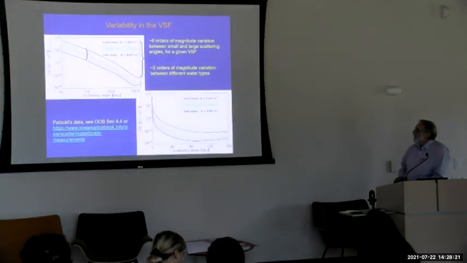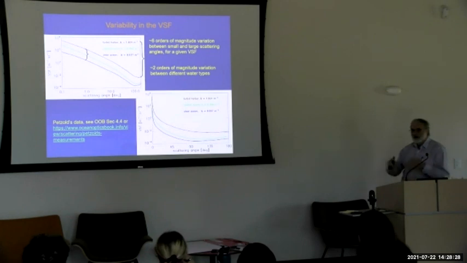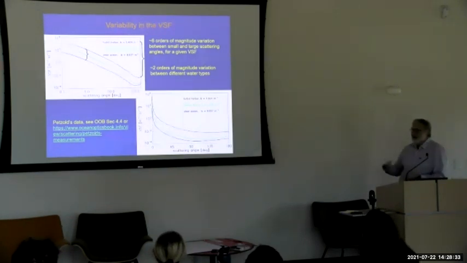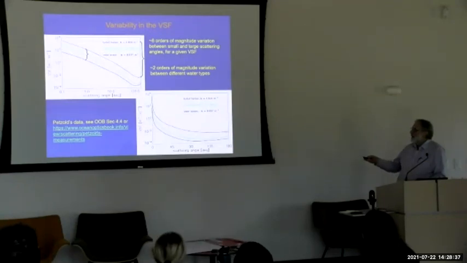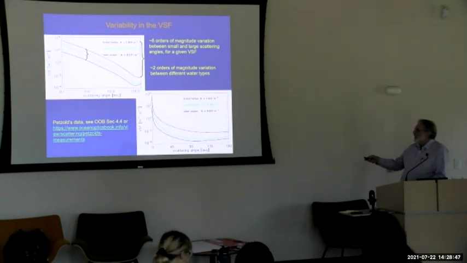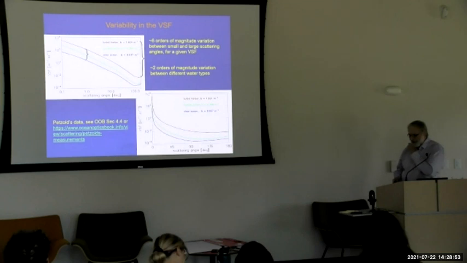So here's some data now. This fellow, Ted Petzold, way back in the 70s and 80s, developed some instruments for measuring the volume scattering function. He actually had 2 instruments, one that worked down at a fraction of a degree, and the one that worked from 5, or maybe it was 10, to 170 degrees. And then he took the data from the 2 instruments and pieced them together to get a pretty complete volume scattering function. And then he went around and did this in various water bodies.